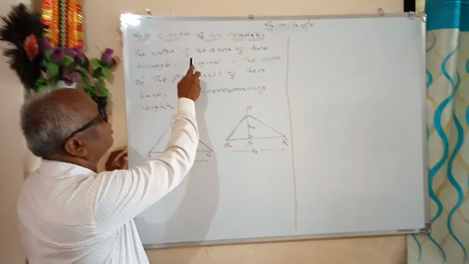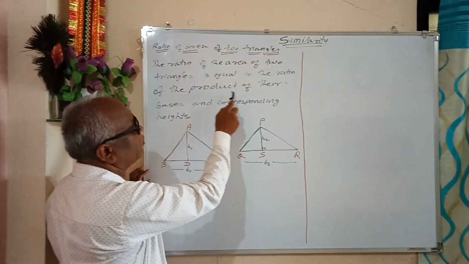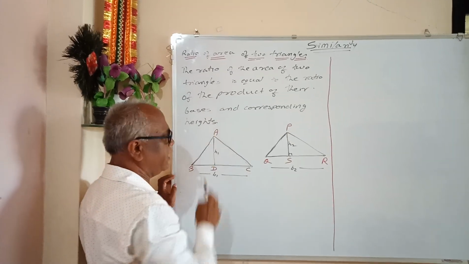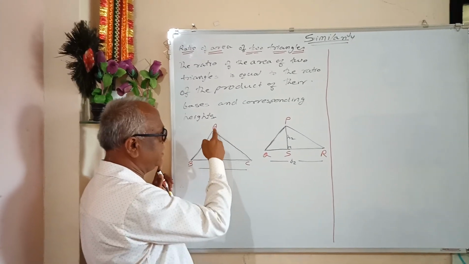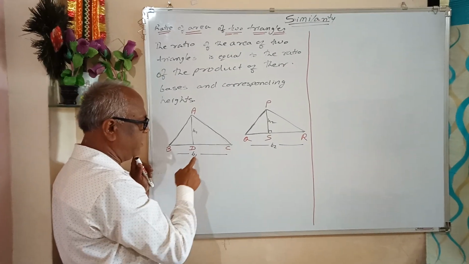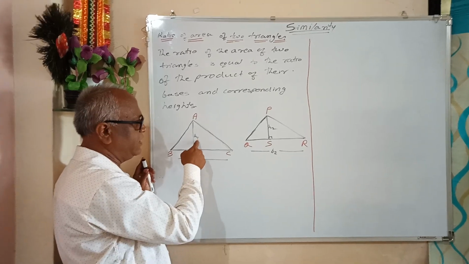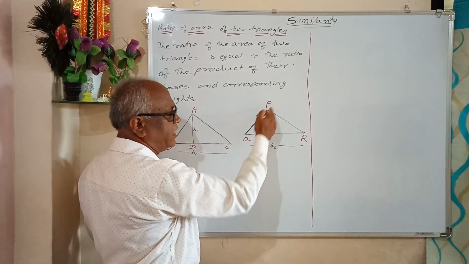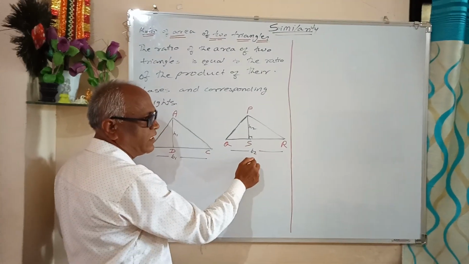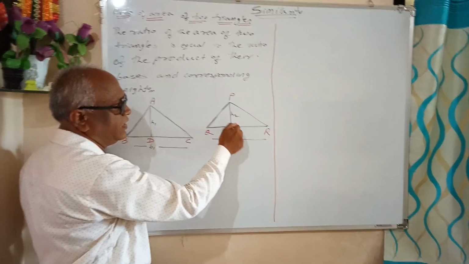The ratio of the areas of two triangles is equal to the ratio of the product of their bases and corresponding heights. A triangle is taken here, triangle ABC. In this, BC is the base that we have taken as B1. AD is the height that we have taken as H1. In triangle PQR, QR is the base that we have taken as B2. PS is the height that we have taken as H2.